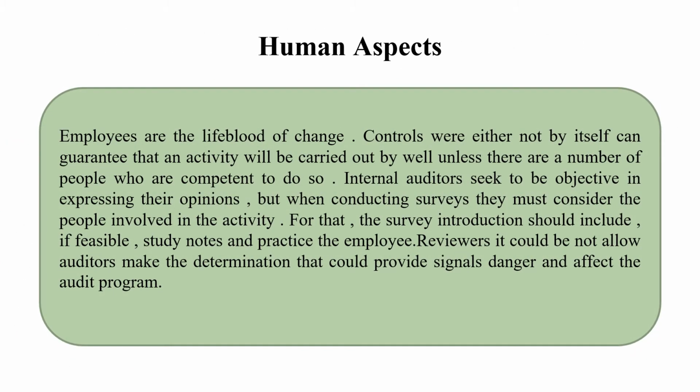Human aspect. Employees are the level of change. Control by itself cannot guarantee that an activity will be carried out well unless there are a number of people who are competent to do it. Internal auditors seek to be objective in expressing their opinions, but when conducting a survey, they must consider the people involved in the activity. For that, the preliminary survey should include study notes and employee practice. Auditors should not make determinations that could endanger and affect the audit program.